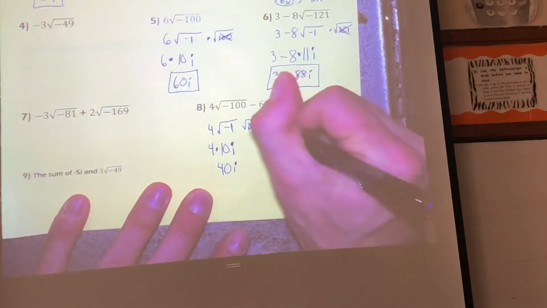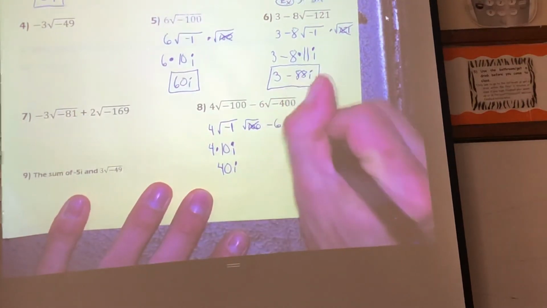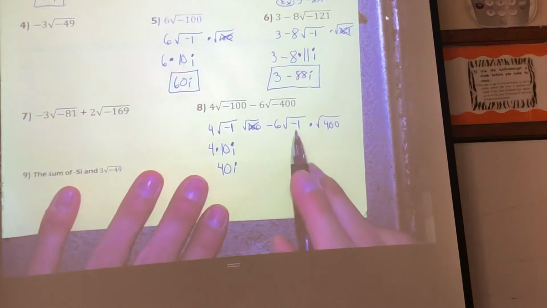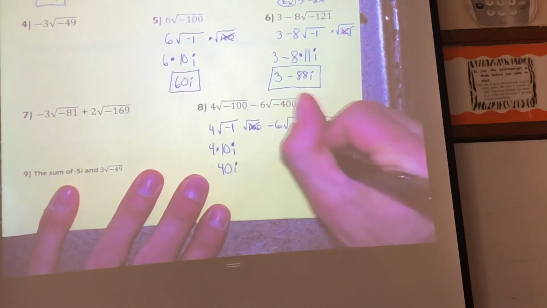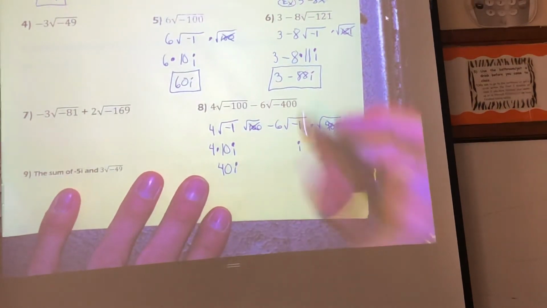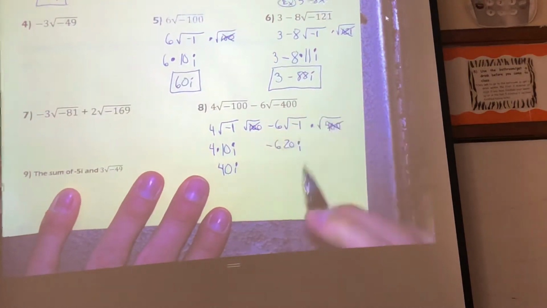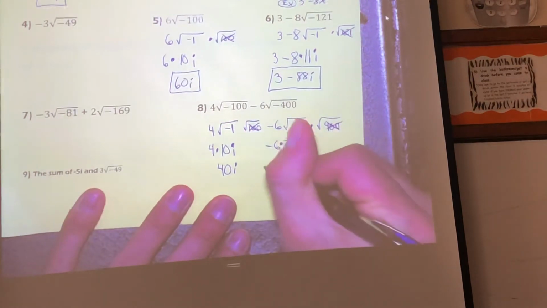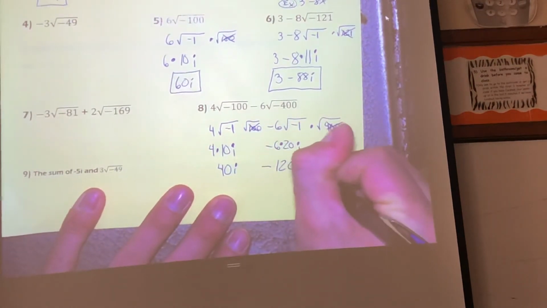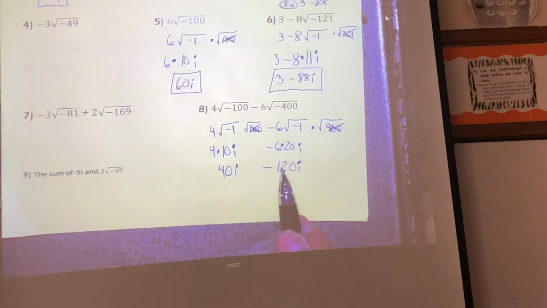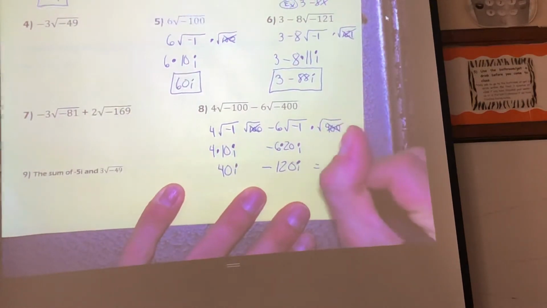This next one, so I have minus 6. I'm going to rewrite this as the square root of negative 1 times the square root of 400. The square root of negative 1 comes outside as an i. 400 is a perfect square. That is 20. Don't forget to bring this negative 6 down. Now we're going to multiply these. Negative 6 times 20i would give me negative 120i. Now these are like terms, so they both have just an i to the first power. 40i minus 120i would give me negative 80i.